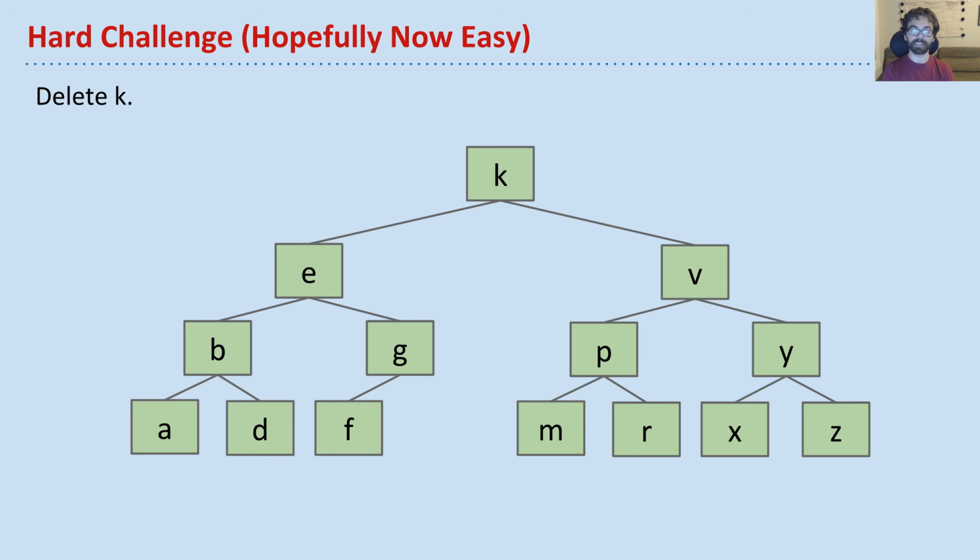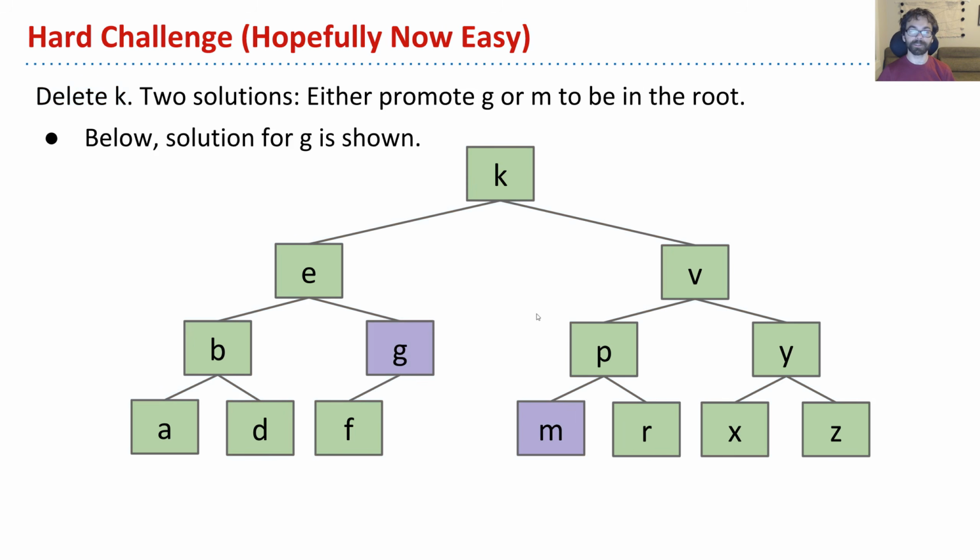Okay, now to test and see if that long-winded explanation made sense, let's try and figure out how to delete k. I'll give you a hint. It involves predecessors or successors. It turns out the predecessor of k is g, and the successor is m. So here, you could pick either of these. Either of them will be perfectly fine, but I will pick g because it's a little harder.